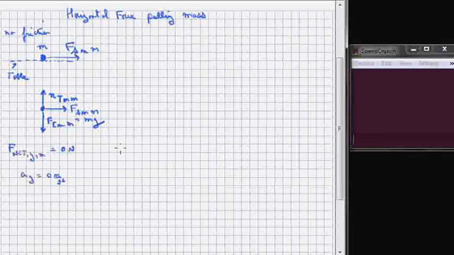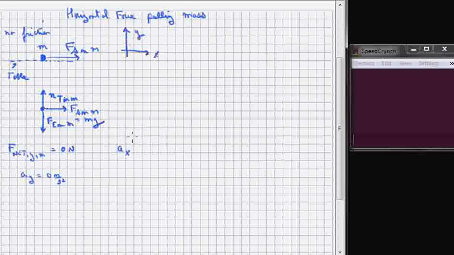But for the acceleration in the x direction, let me draw a coordinate axis here, because again we have the same bookkeeping issue that we did in kinematics, x and y. The force in the horizontal direction is pointing in the positive direction of my x-axis. So a sub x is going to be equal to the force of the spring on m divided by m.